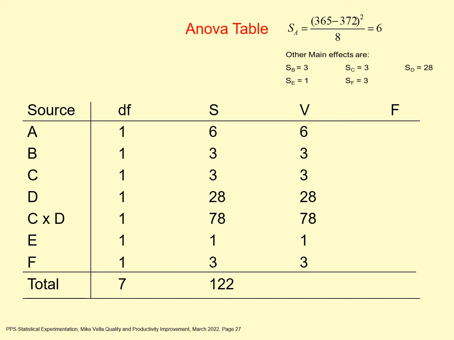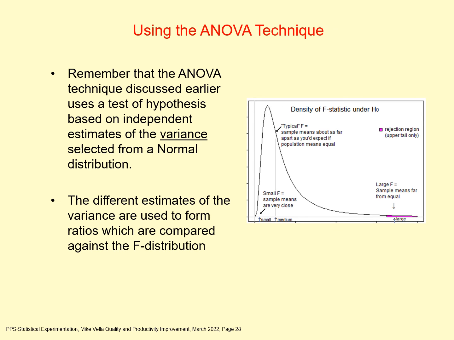So here is our table that we have. We showed this in the previous slide. And the next step is that we're going to calculate the F ratio from our variances and degrees of freedom. Using the ANOVA technique, remember that we're going to be using this as a test of hypothesis, and is based on estimates of the variance selected from the normal distribution. So if you recall early on when we talked about the design experiments, we assumed that the data is going to be drawn from distributions that are normal. The different estimates of the variances then are going to be used to form ratios, which is the F distribution, a distribution of variance ratios.